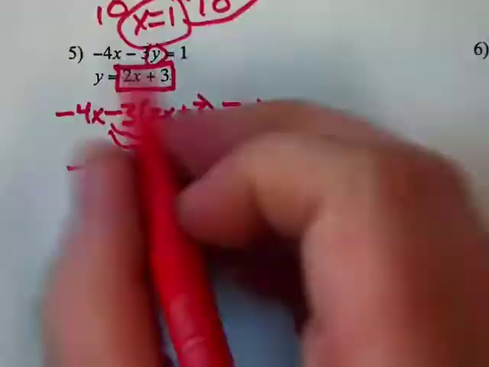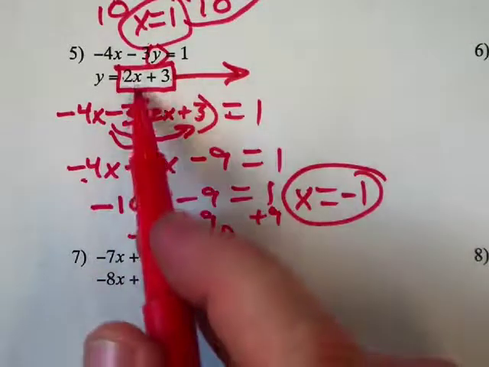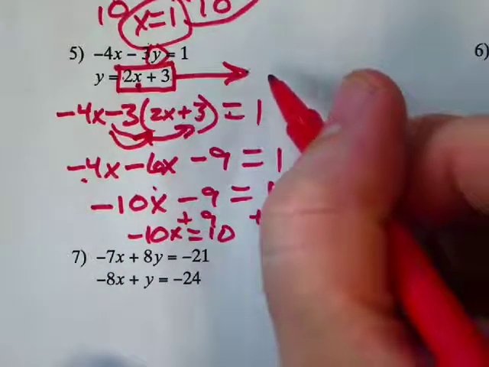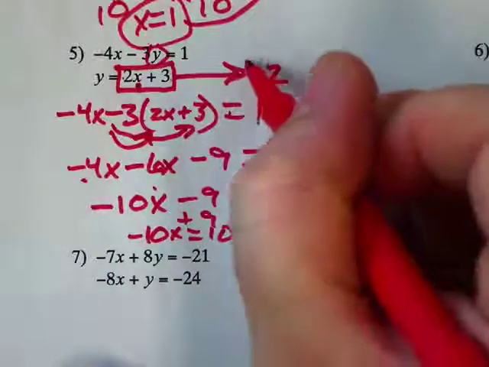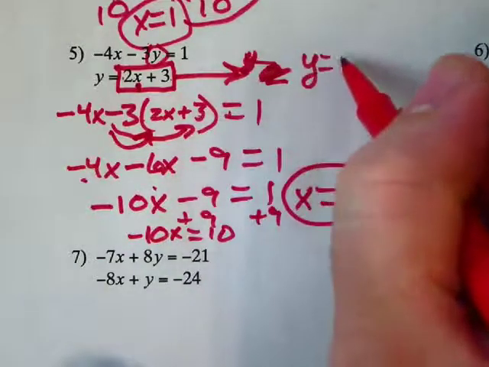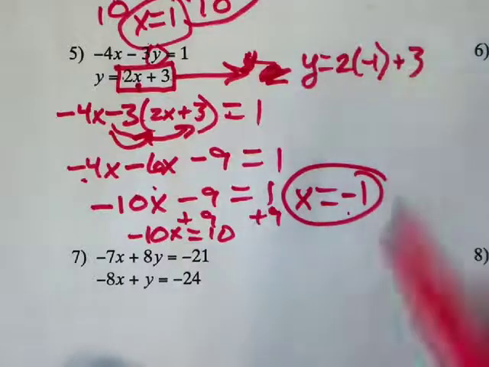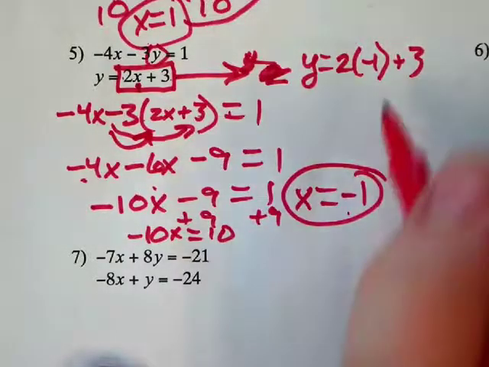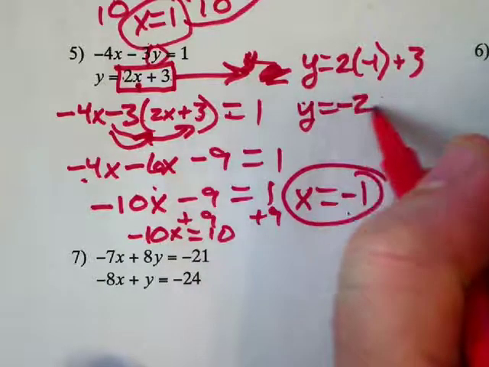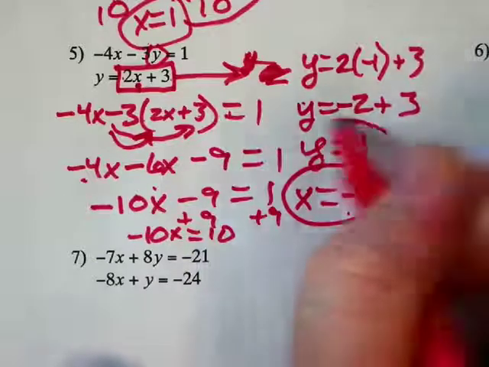Now we plug it back in here, right off of that equation right there. And we say, okay, everywhere I see an x, I'm going to put a negative 1. So y equals 2 times negative 1 plus 3. Well, 2 times negative 1 is negative 2, so y equals negative 2 plus 3, which is 1.